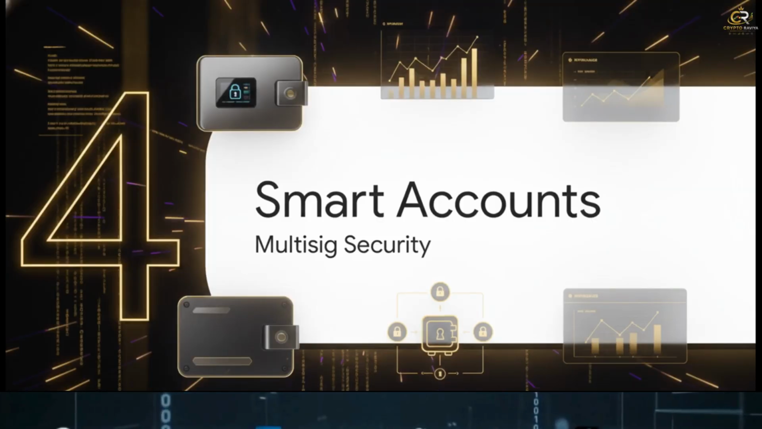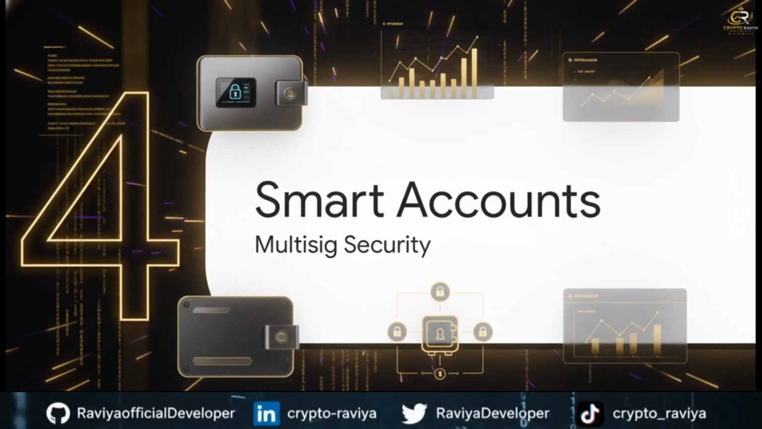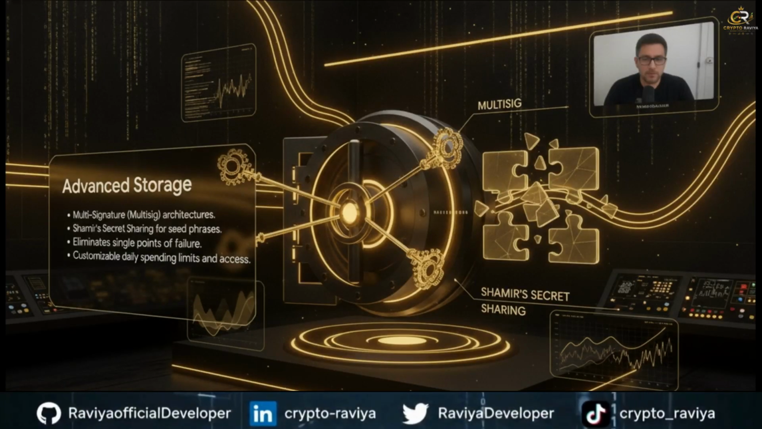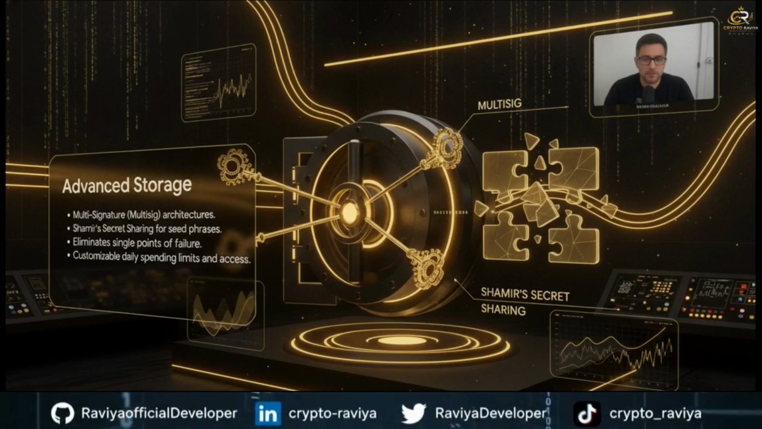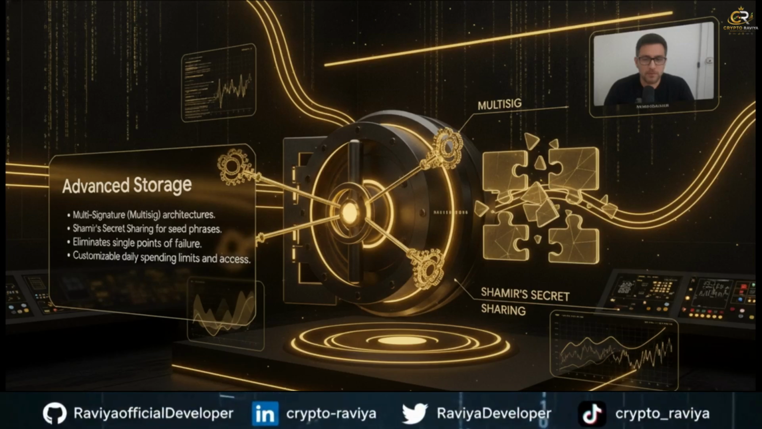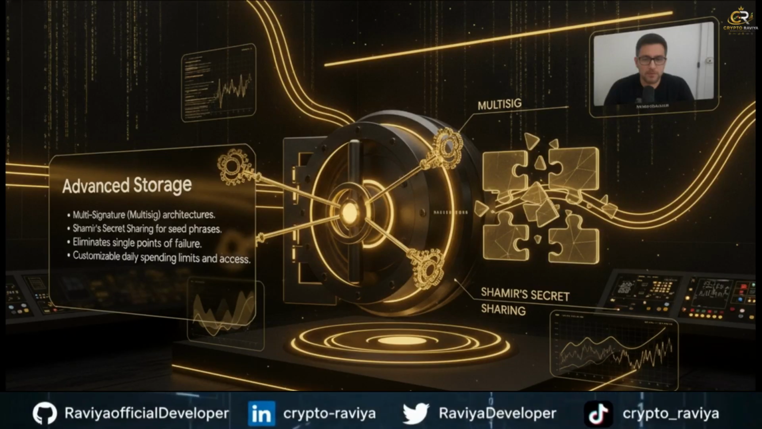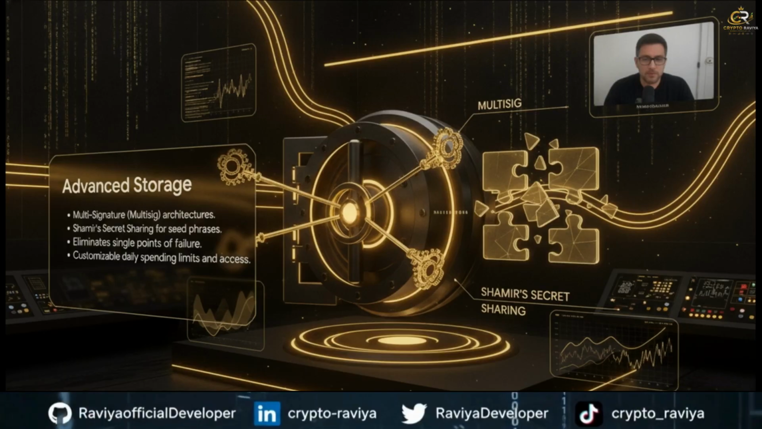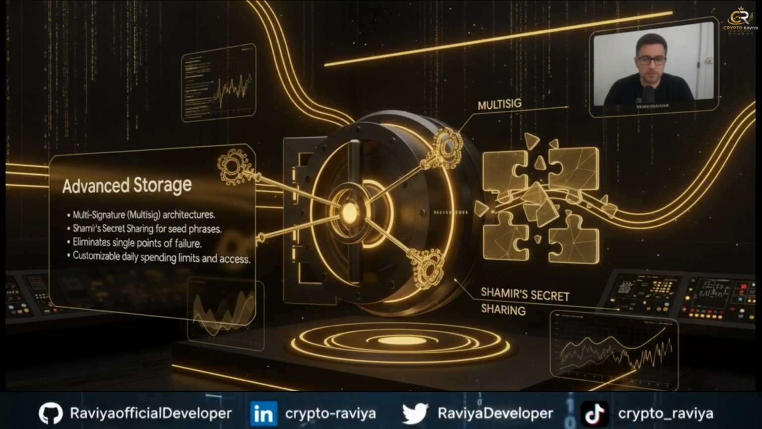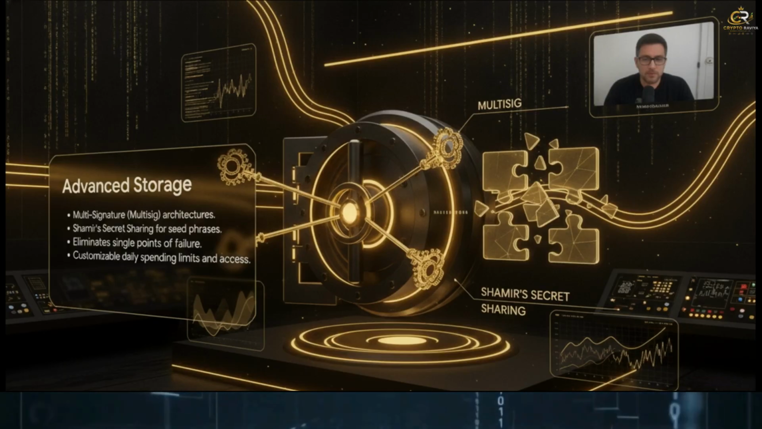That brings us to Section 4, smart accounts and multisig. Relying on a single key is just a classic single point of failure. By utilizing smart contract wallets, like the industry standard SAFE protocol, we can implement multi-signature or multisig architectures. This means a transaction might require 2 out of 3 or say 3 out of 5 designated keys to approve it before it actually executes.